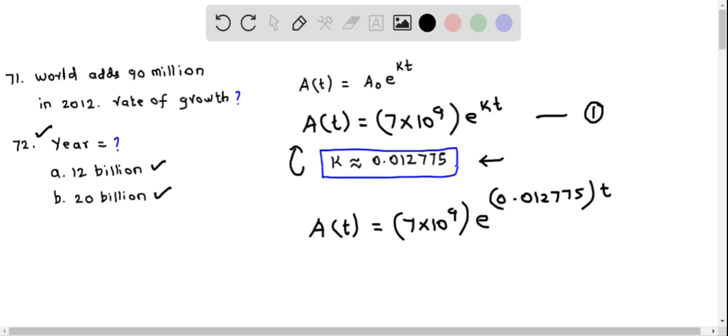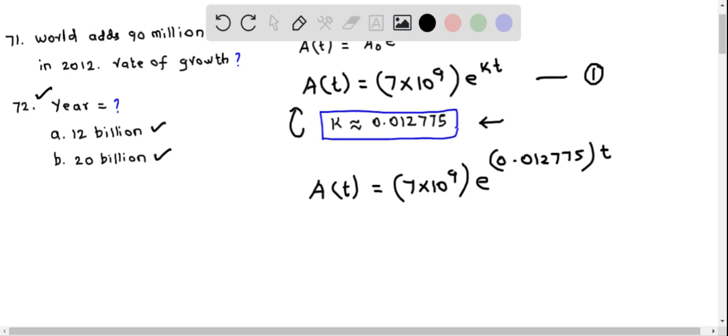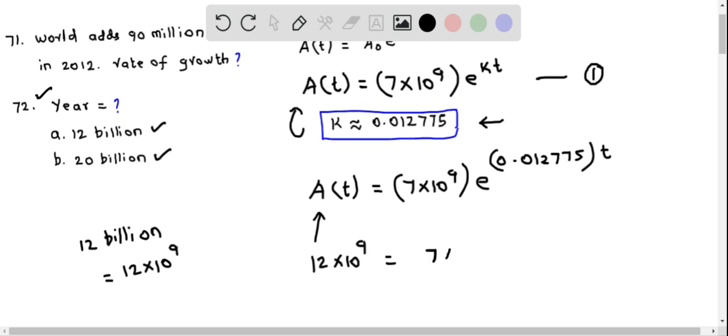And for part A, we have to determine the year. The population is given as 12 billion. We can rewrite this as 12 times 10 power 9. So I'm going to plug in 12 times 10 power 9 as the population for some t, and this equals 7 times 10 power 9 e raised to the power of 0.012775 t. So using this equation we can determine the t. Let's see how to determine the t.